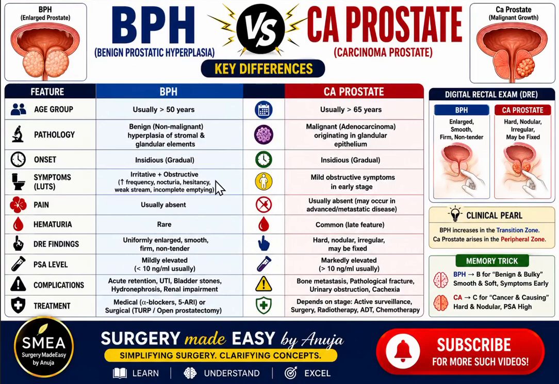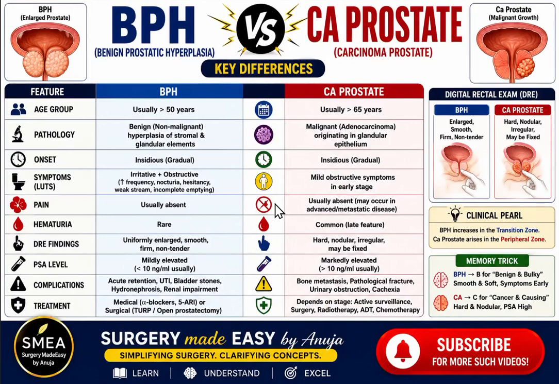The symptoms in BPH are that of the lower urinary tract symptoms, or LUTS, in which the patient has irritative as well as obstructive symptoms due to the growth in the gland. These are associated with increased frequency, nocturia, hesitancy during micturition, weak stream, and a sense of incomplete emptying. The symptoms in CA prostate in the early stages are of mild obstructive variety, or usually the patient is asymptomatic in the initial stage.